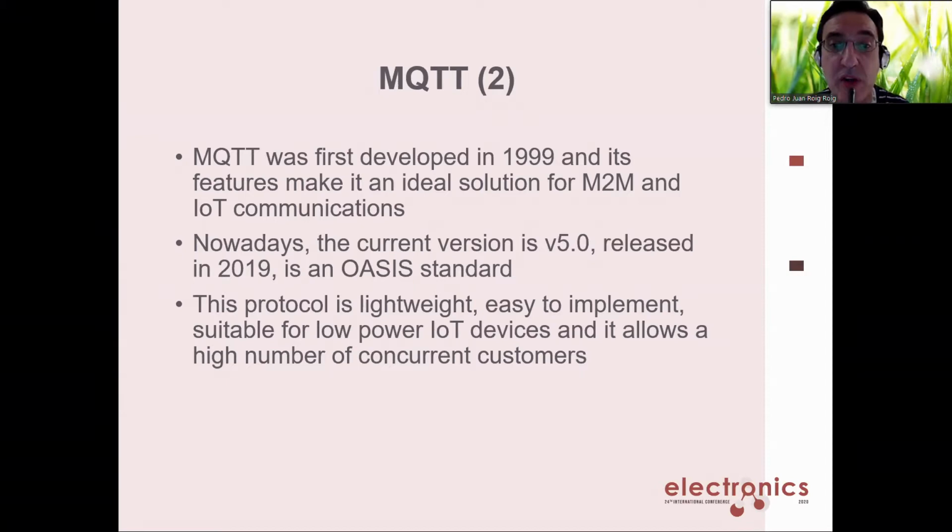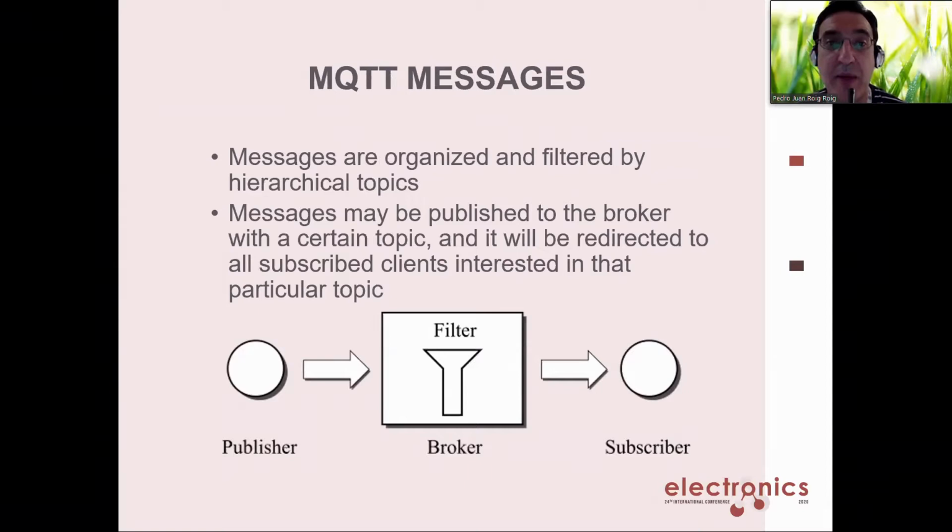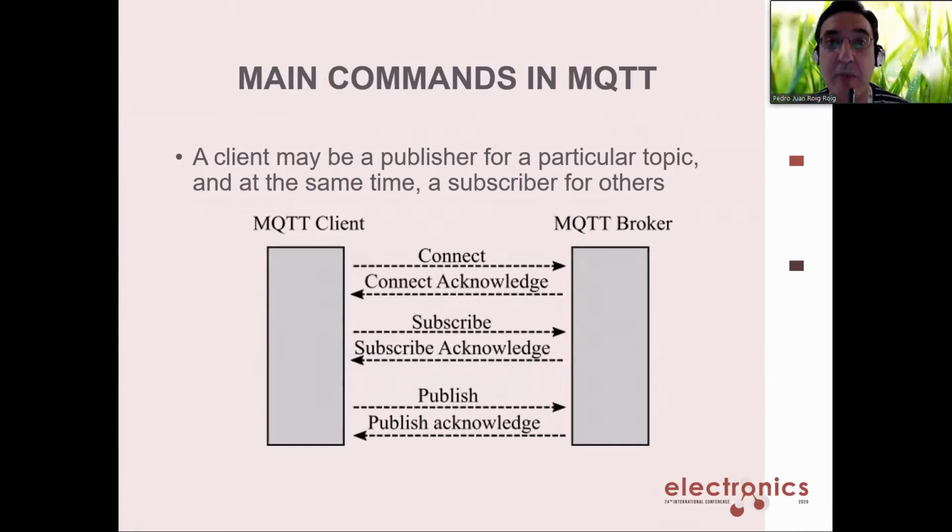Well, regarding MQTT messages, the messages are organized and filtered by hierarchical topics. Messages may be published to the broker with a certain topic, and it will be redirected to all subscribed clients interested in that particular topic. So the direction is always publisher, broker, subscribers. Regarding the main commands in MQTT, a client may be a publisher for a particular topic and at the same time a subscriber for others. And also most of the messages are acknowledged by the broker, right? Mainly all of them, but the disconnect message is not acknowledged.